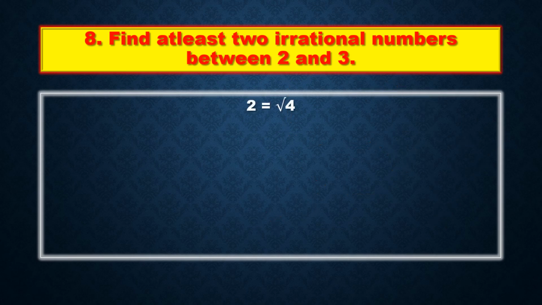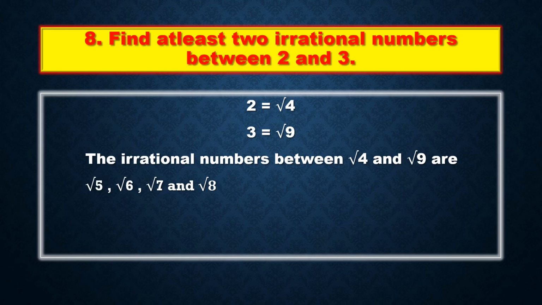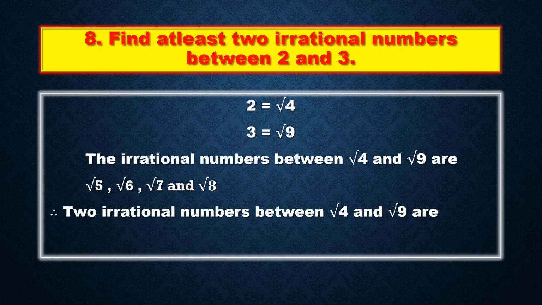So 2 means root 4, 3 means root 9. So the in-between numbers will be root 5, root 6, root 7 and root 8. Any two numbers you can pick out. So I am picking root 7 and root 8. Let us go to the next problem.